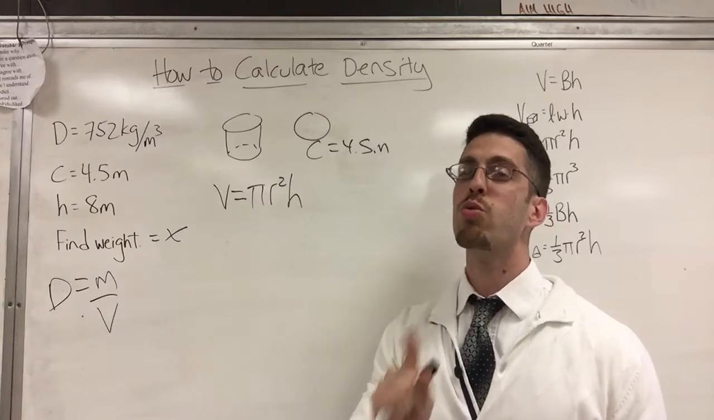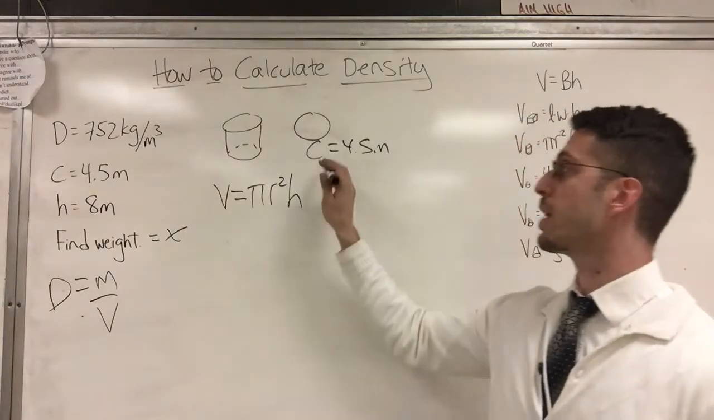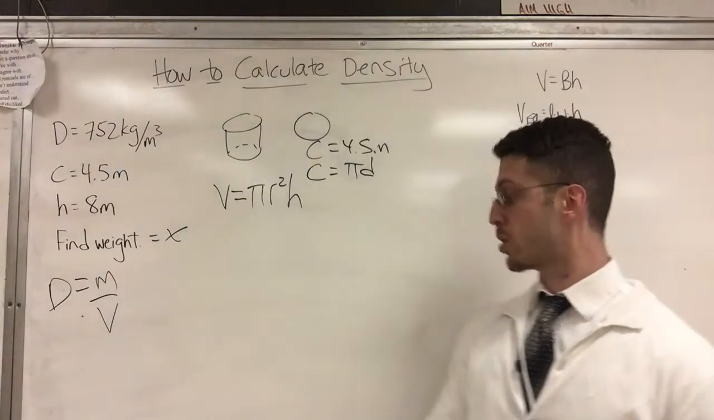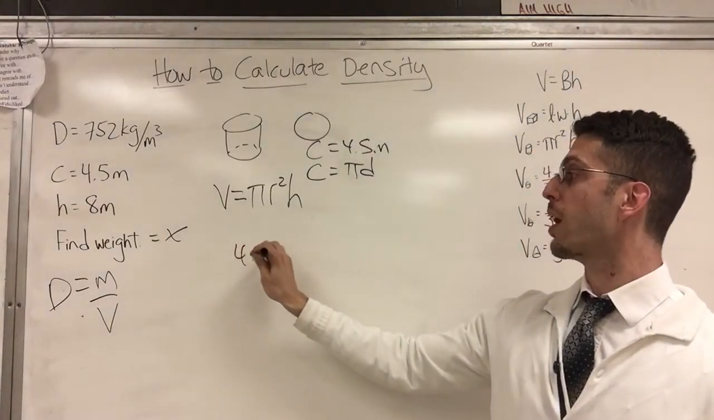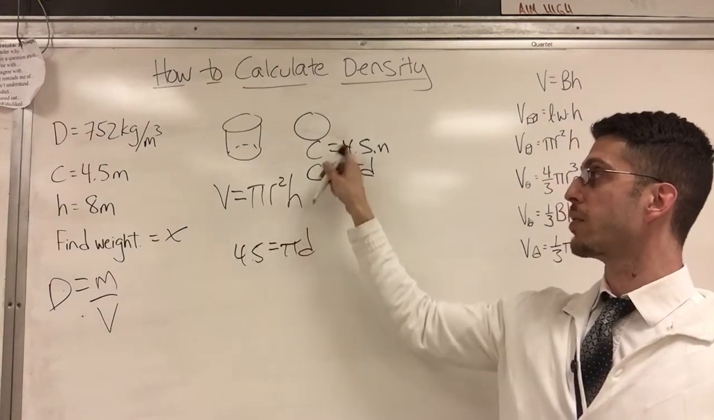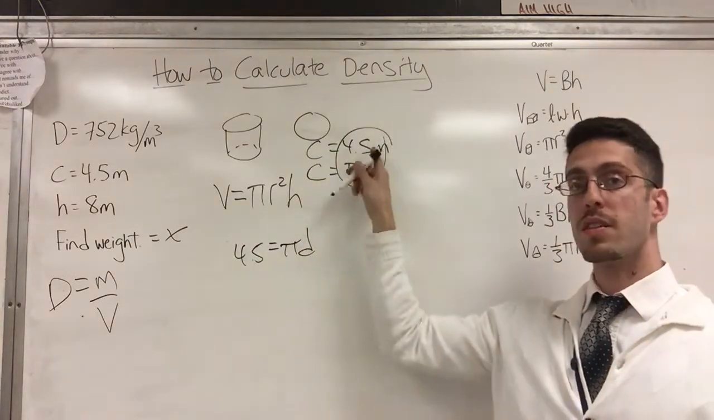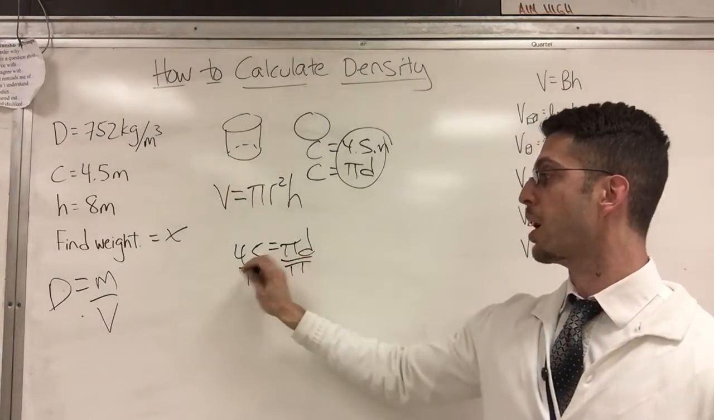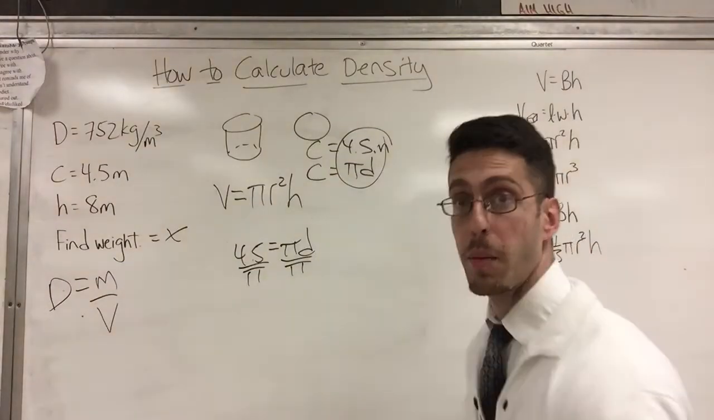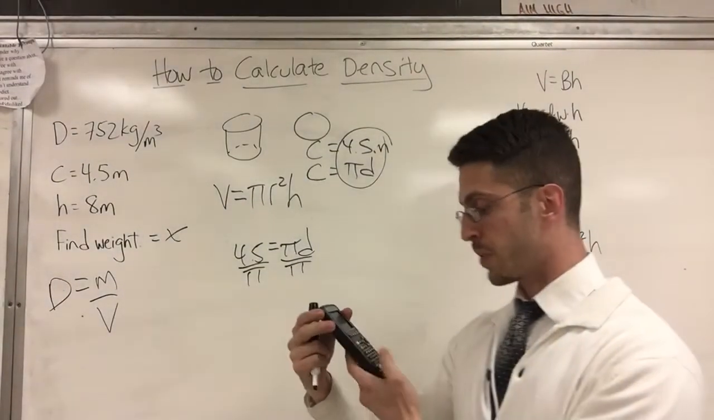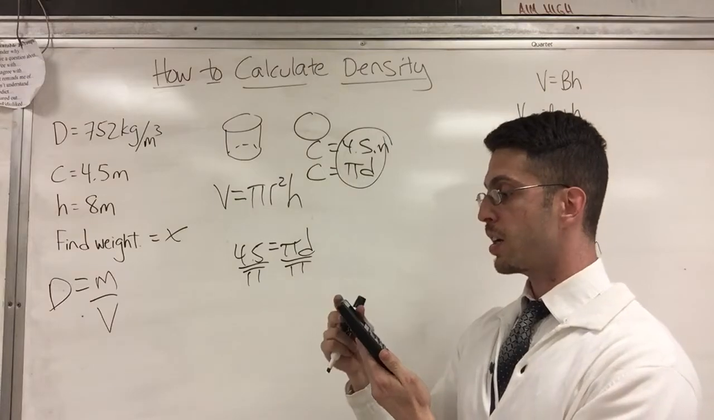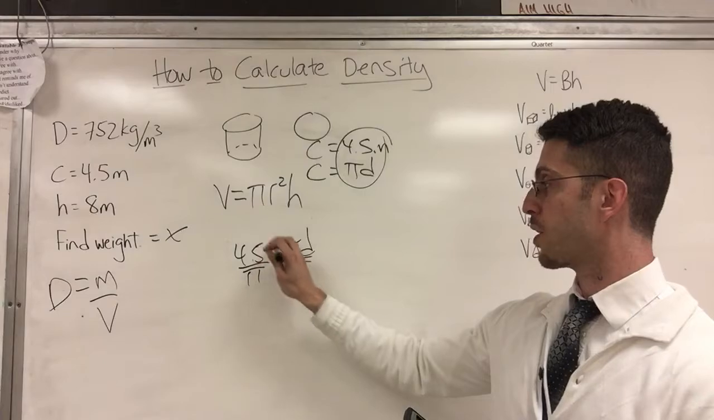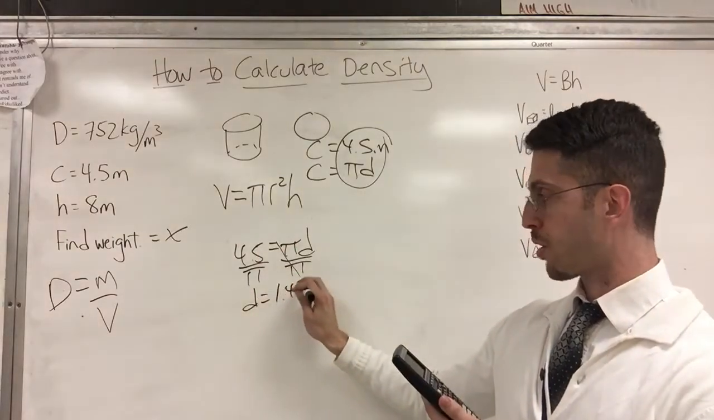But wait, I do know from third grade that the circumference is pi times diameter. All right? So let me show my work here. 4.5 equals pi times diameter. If this is the circumference, this has to equal this, so I set them equal to each other. I'm going to solve for diameter. Divide by pi, divide by pi. 4.5 divided by pi, I have no idea, but I have a calculator. So 4.5 divided by pi is 1.43 and some more decimals. So D equals 1.43 blah blah blah.